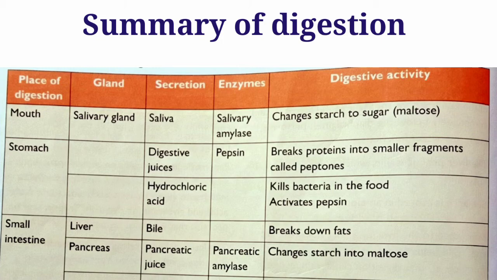The hydrochloric acid's function is to kill the bacteria in the food and activate pepsin. In the small intestine, the liver produces bile juice that breaks down fat, and the pancreas secretes pancreatic juice, whose enzyme is pancreatic amylase that changes starch into maltose.